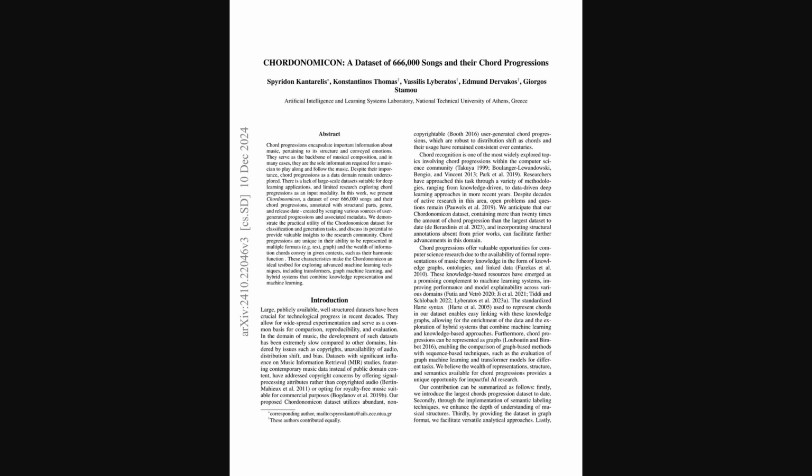We'll be looking at a paper called Chordonomicon: Dataset of 666,000 Songs and Their Chord Progressions. So, chord progressions are super important in music, right? They basically form the skeleton of a song. But the authors point out there hasn't really been a big enough dataset for modern AI, especially deep learning, to really dig into them. This paper introduces Chordonomicon, which is this huge new dataset of over 666,000 songs and their chords scraped from various online sources.